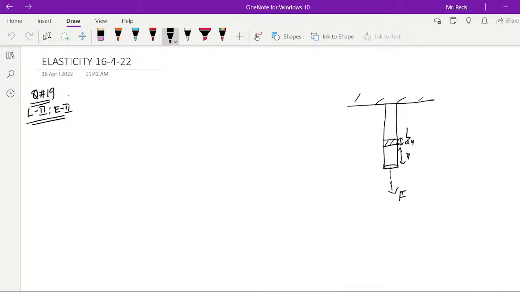One second, I'm getting more volume here. Let me reduce it. Right.